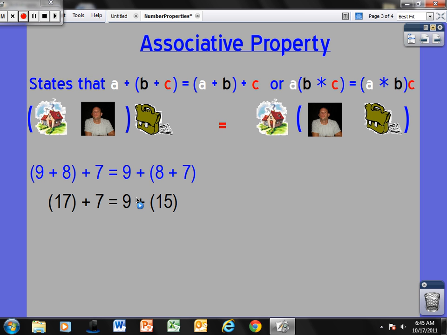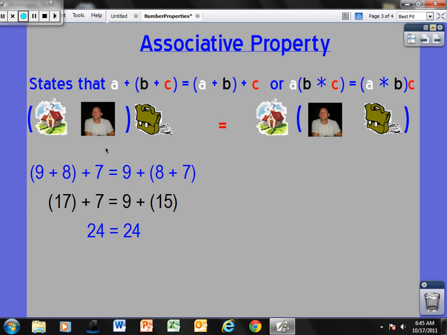But then when I get to work, notice I have now in parentheses 8 plus 7, that gives me 15. I bring down the 9. Now I have my associations over here at home and my associations over here at work. 17 plus 7 gives me 24. 9 plus 15 gives me 24. So they equal each other.